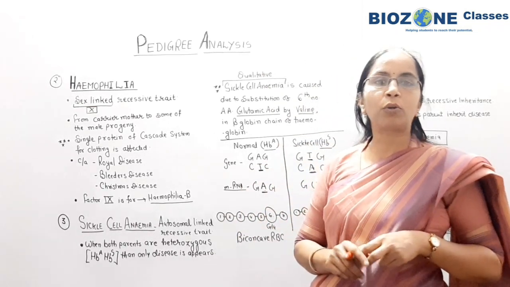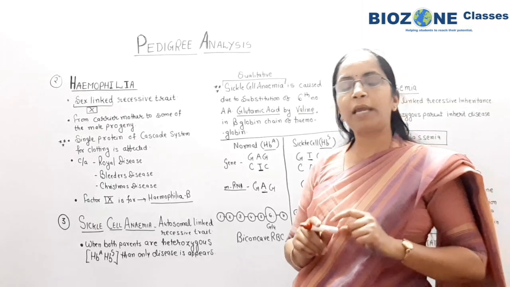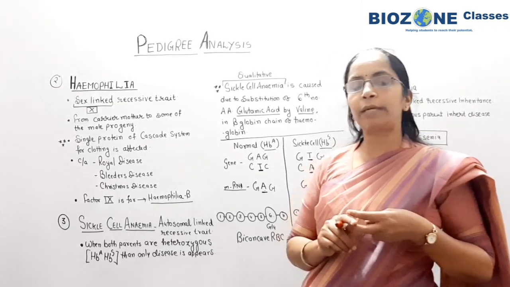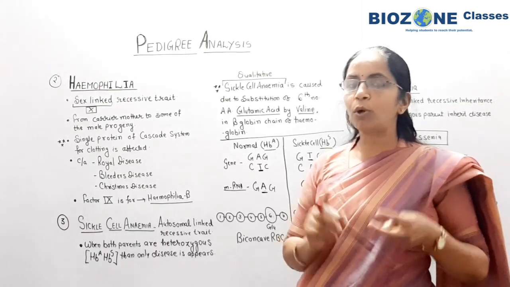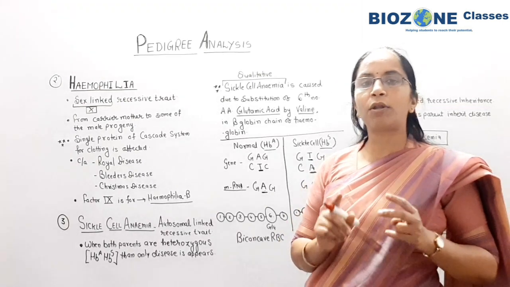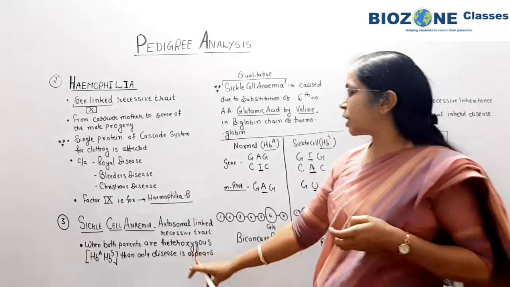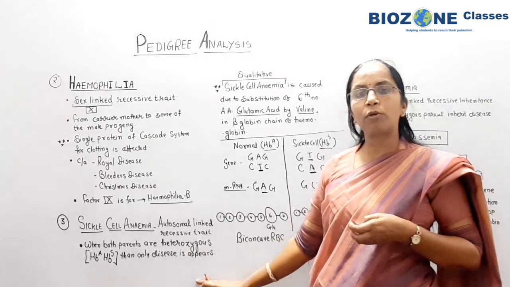22 pairs of autosomes are similar in male and female. So in autosomal inheritance, remember, the carrier may be the mother as well as the father. So both parents may be carriers for the autosomal trait. So when will sickle cell anemia appear in the progeny?